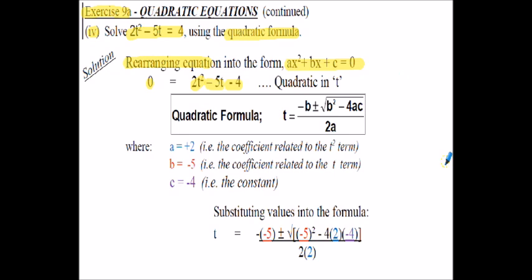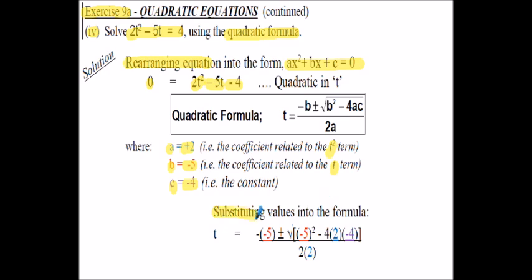Now in this case, be very careful. The constant a is plus 2, that's associated with a t squared term. The constant b in this case is minus 5, it's a negative 5, that's associated with the t term. And also the constant c is negative 4. So very careful there. The sign in front of the number is with that number. So a in this case is positive 2, and b is negative 5, and c is negative 4. You must take the negatives with you, or else you'll get the wrong answer.